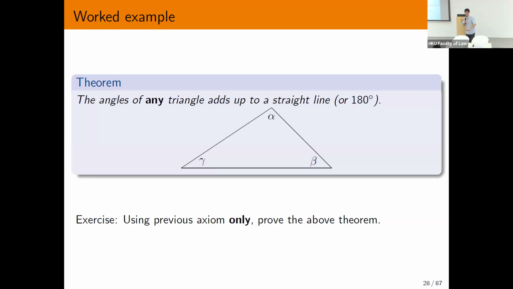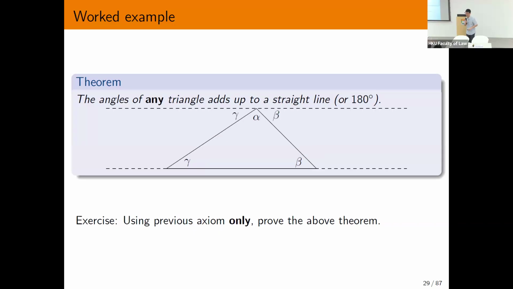Can you do it? Yeah. How do you do it? You just draw a line at the top. Oh, good. Very good. You draw a line that's parallel. Apply the axiom twice. So you bring this angle here, bring this angle here, and you see that the axiom tells you these two angles are equal because the lines are parallel. And then you see that these three angles form the angles of a straight line, and that's how you prove this result.